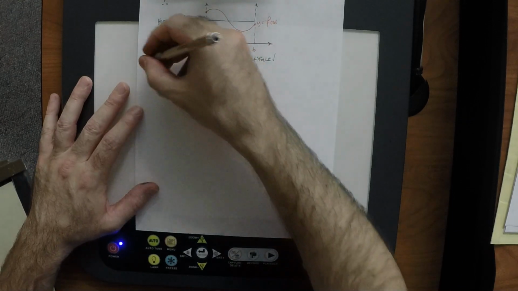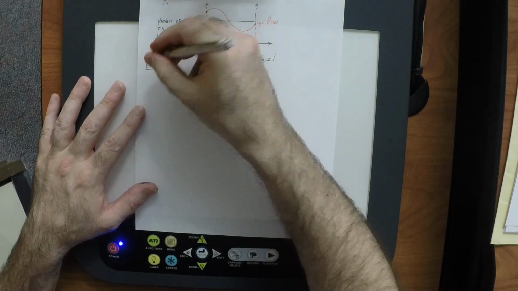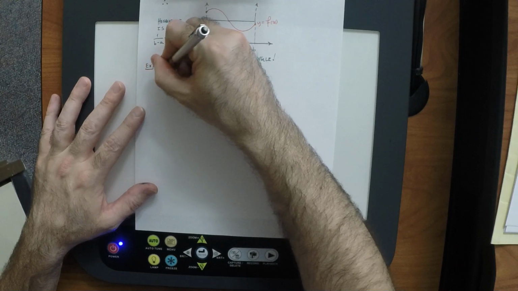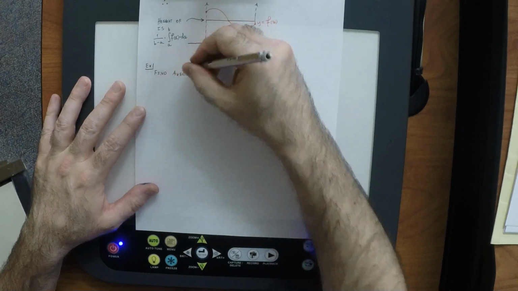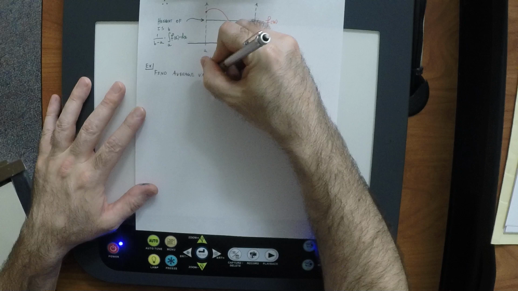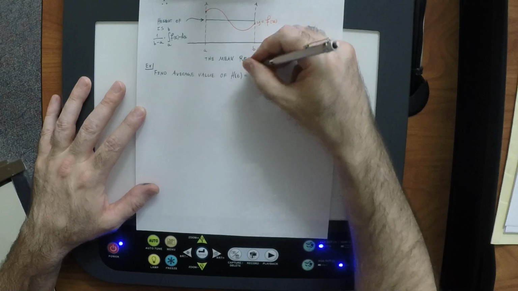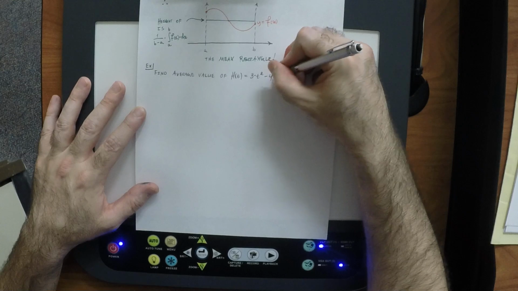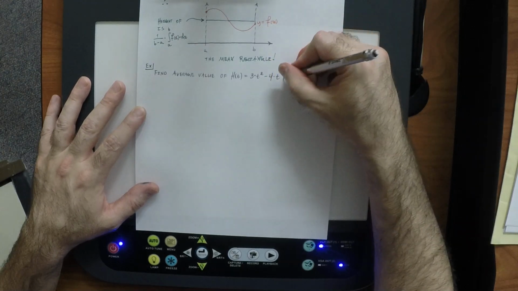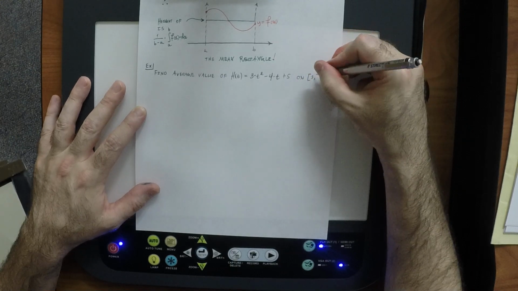All right. So here's an abstract exercise example. Find the average value of h of t equal to 3t squared minus 4t plus 5 on the interval 3 to 8.